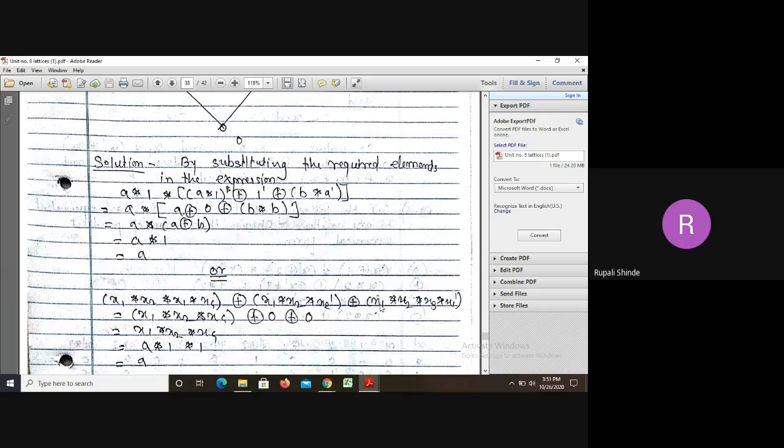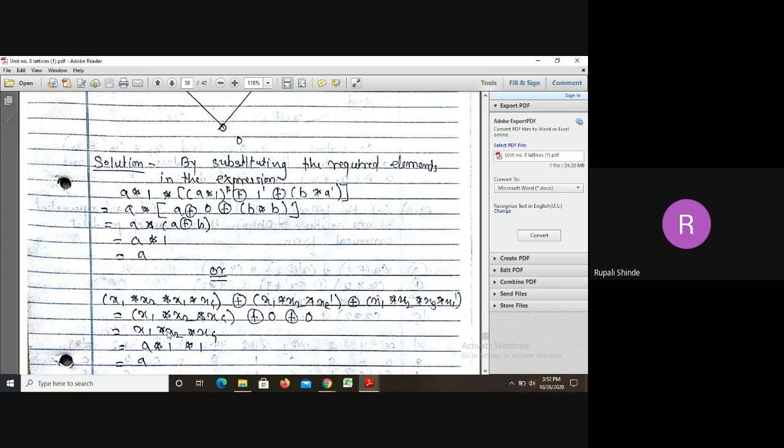So again 1 into 0. If you consider value of x1 as 1, then x1 complement becomes 0. So 1 into 0, again it will give you 0 only. So again if you solve this second step, x1 star, x2 star, x4, XOR 0, XOR 0. So you will get x1 star, x2 star, x4.